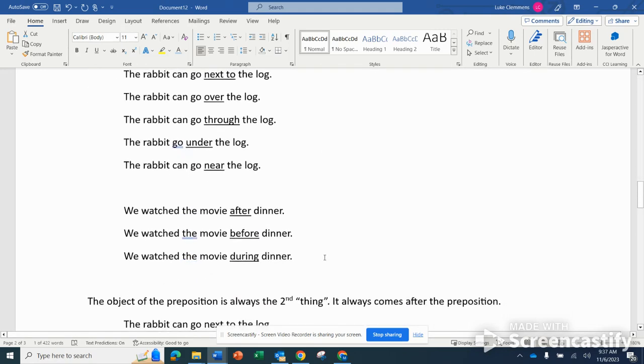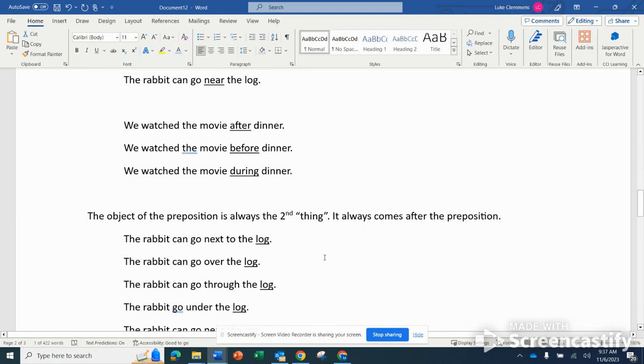Now, we also have prepositions of time. We watch the movie after dinner, before dinner, during dinner. Okay, so this relationship between when we watched versus dinner. Okay, so before, after, during, these are your prepositions of time. Okay, so same thing, showing this relationship between two things in regard to time now.